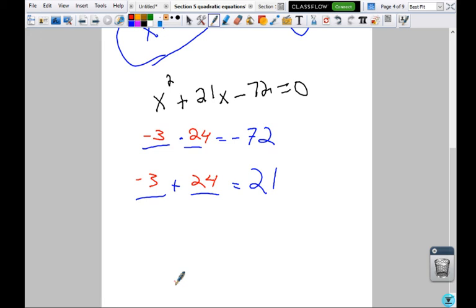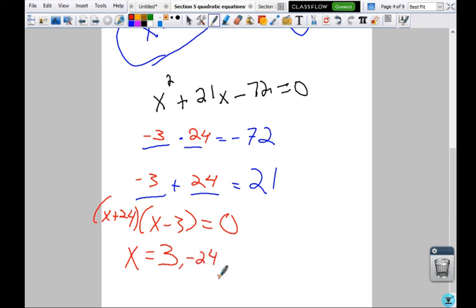Alright, Thursday, Friday. So we have to figure out what two things we can plug in for x to make them equal 0. So we have x minus 3, x plus 24, equals 0. Alright, Maya, what can I plug in for one of these? 3. So for my first answer, I get x equals 3. Carissa, what's my next answer? Negative 24. Alright, so we get x equals 3, x equals negative 24.